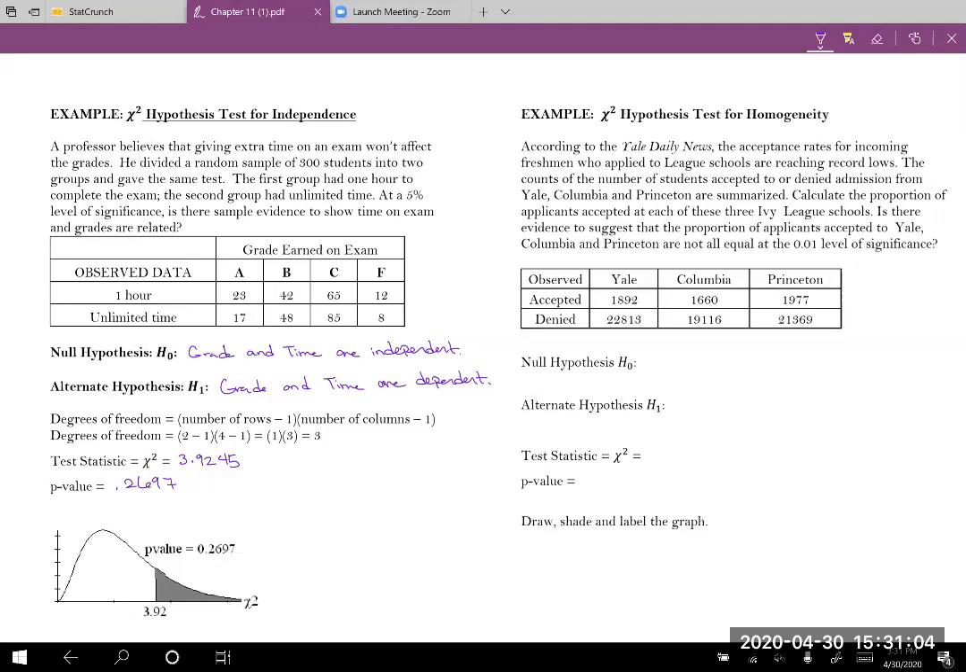So these are given to you. This is called homogeneity because we're comparing more than two proportions. So I'm going to let P1 be the proportion accepted at Yale, P2 be the proportion accepted at Columbia, and P3 be the proportion accepted at Princeton. So in the null, we're going to say that the proportion accepted at all three schools are equal. In the alternate, we're going to say that at least one school has a different proportion accepted. So that means they're not equal.